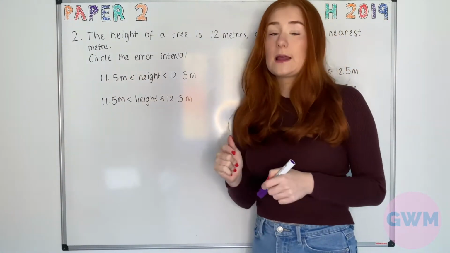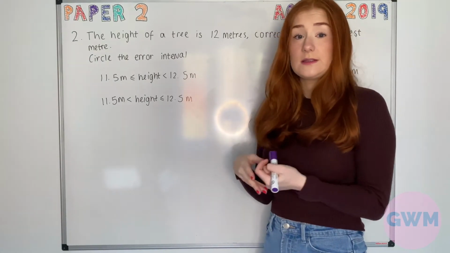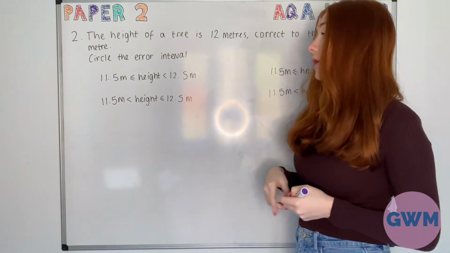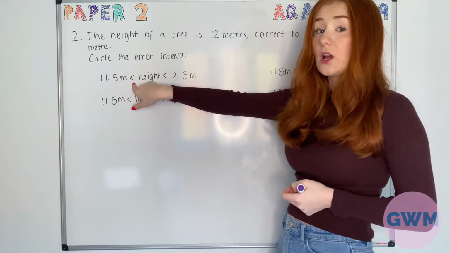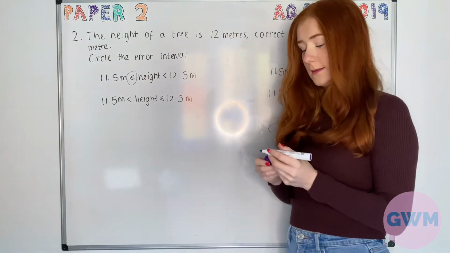So the lower bound is 11.5 metres. If we were rounding to the nearest metre, in this case 12, anything with a 0.5 or higher we would round up. So that means that we need something that includes the 0.5. So this symbol here is correct.